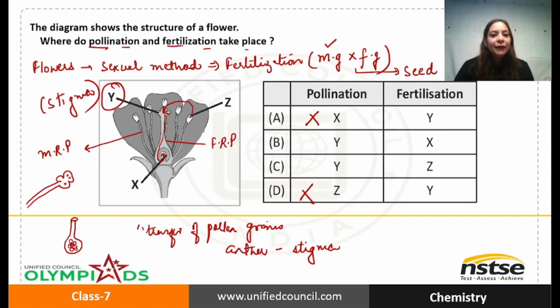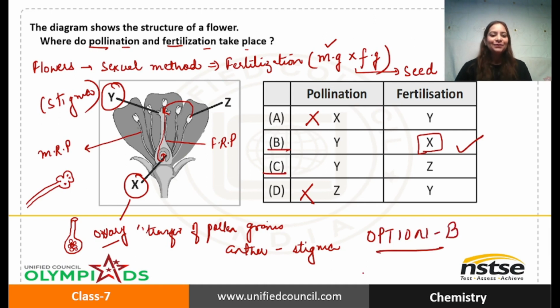Okay, now let's look at fertilization. Where does fertilization take place? I told you the pollen grain gets deposited on the stigma, then it develops a pollen tube which goes inside this ovary, and then what happens? The fertilization, that is fusion of male gamete and female gamete, takes place. So basically it occurs in X, and X indicates ovary. So that means out of B and C, the one which has X is correct. Therefore, which option is right here? Option B is correct. I hope you got the answer.